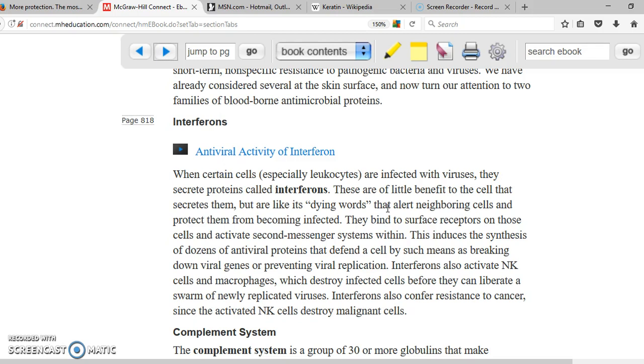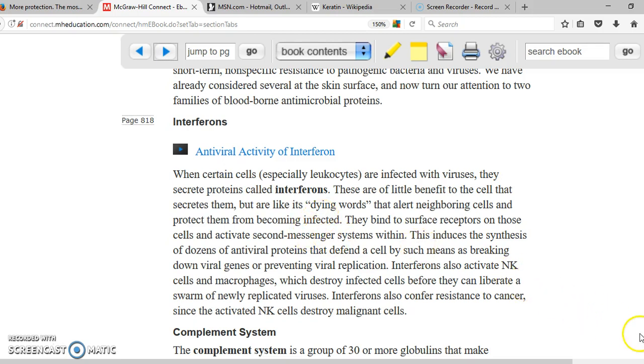And another one is to let the other cells know that there's a viral infection and that this cell is infected, so the other cells can initiate defense processes in order to stop the invasion of the virus. So interferon is a very important protein, again, basically to allow the cells to be destroyed when they are infected with viruses.